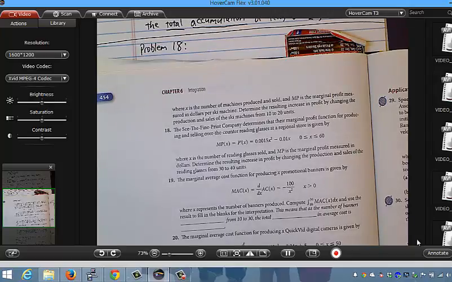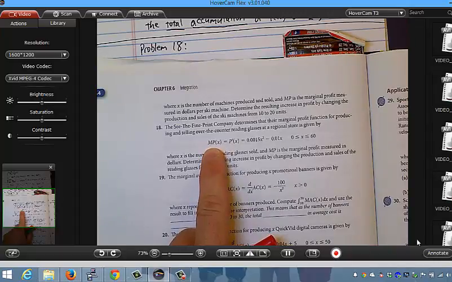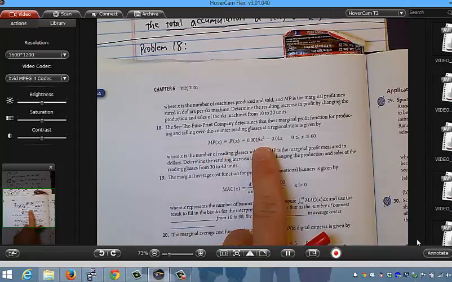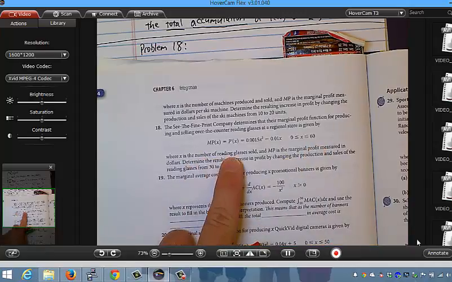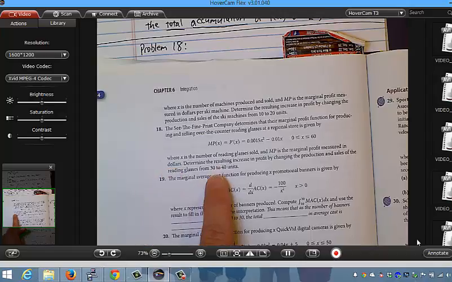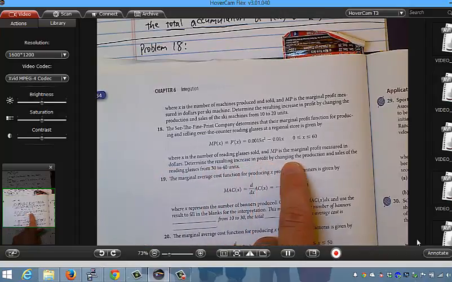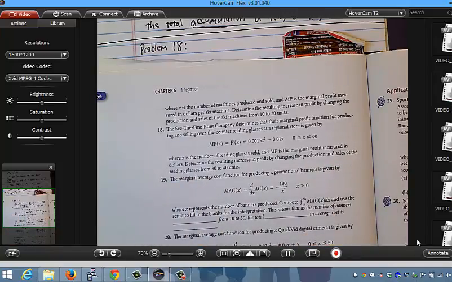We have the Fine Print Company, right? And what is it that they gave me? MP stands for marginal profit, okay? So this, we can graph the marginal profit. It says from 0 to 60. X is the number of reading glasses sold, MP is the marginal profit in dollars. Determine the resulting increase in profit by changing the production and sales of the reading glasses from 30 to 40. Here's the question. Is it worth it to change our production level? You know, what will that do if I can do it?